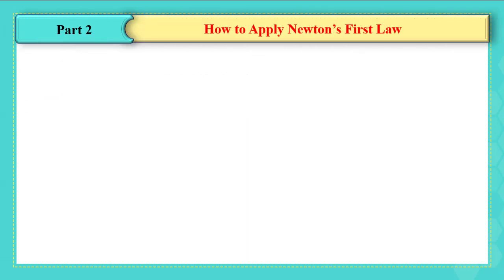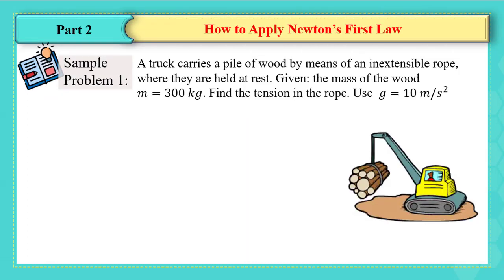It is good to discuss a sample problem. Here we have a truck that carries a pile of wood by means of an inextensible rope, where they are held at rest. Given the mass of the wood, 300 kilograms, find the tension in the rope and use g equals 10 meters per second squared.